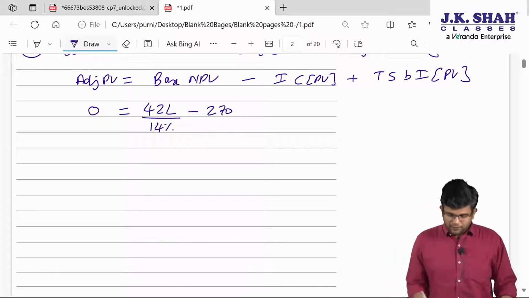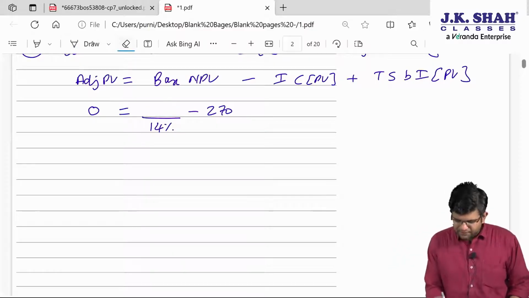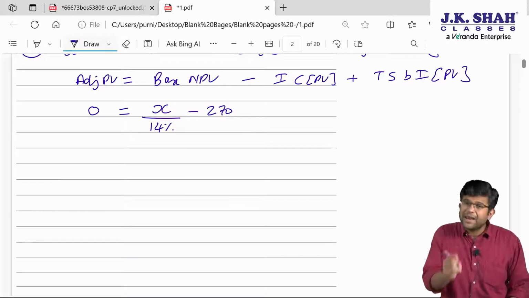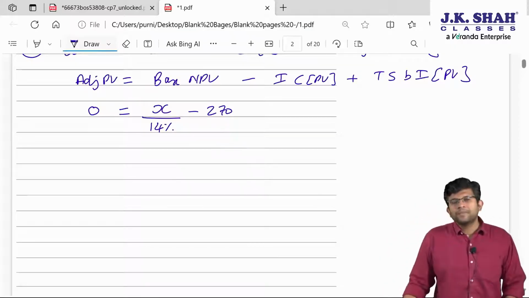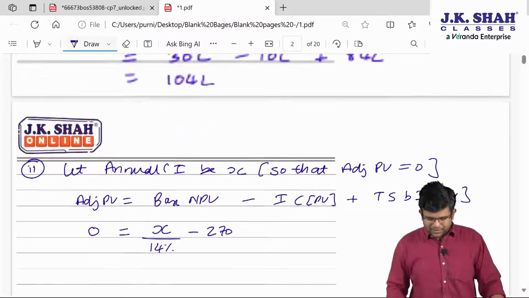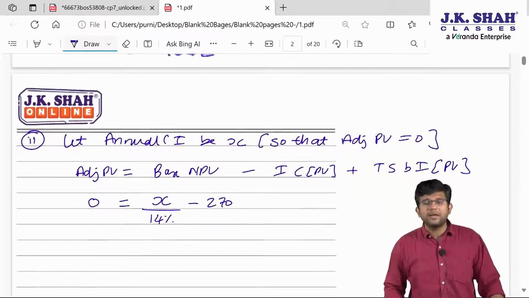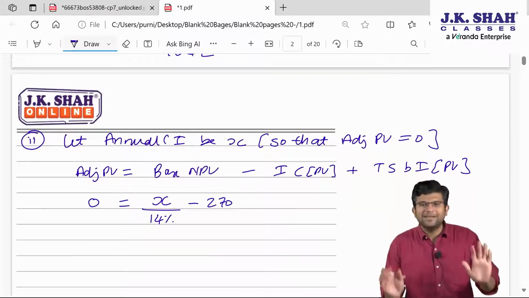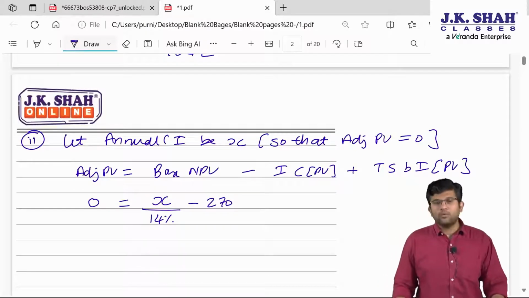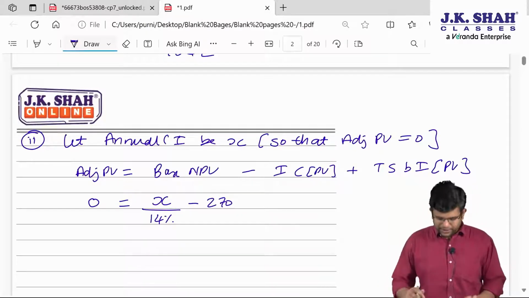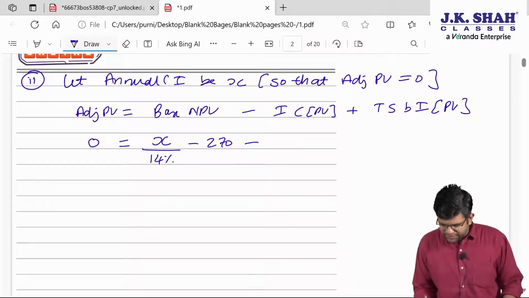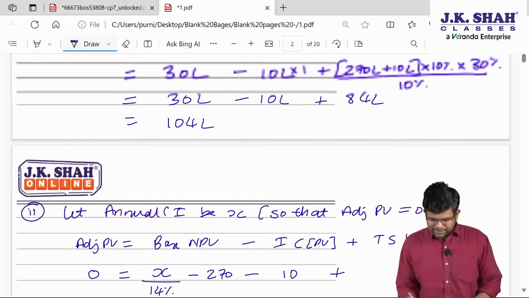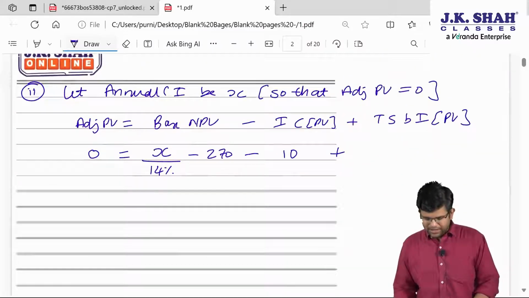But now we don't want this 42 lakh, right? We are searching for what should be instead of that 42 lakh. Because if we take 42 lakh, you know that the adjusted PV is coming to 104 lakh. Now I want the adjusted PV to be 0 lakhs or basically 0, correct? And for that, what should be the annual cash inflow? That is what we are calculating, okay? And initial cost of course is 10 lakhs and tax saved by interest, as you can see, is 84 lakh, the present value, right?